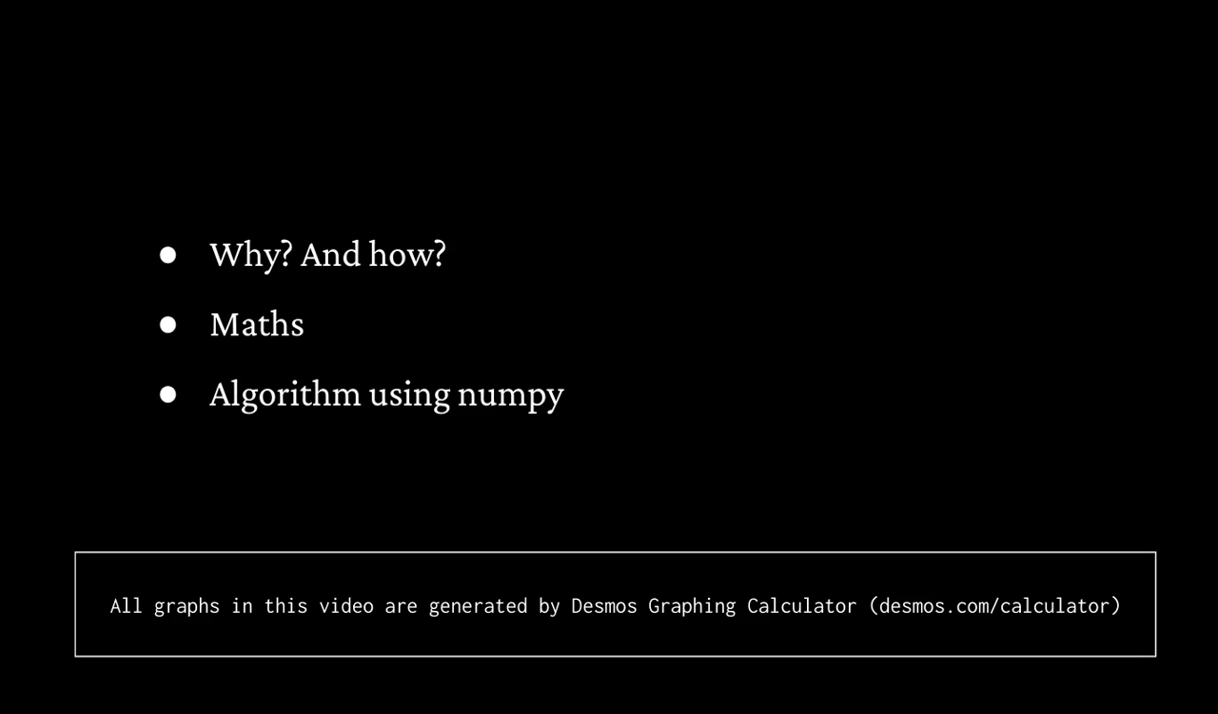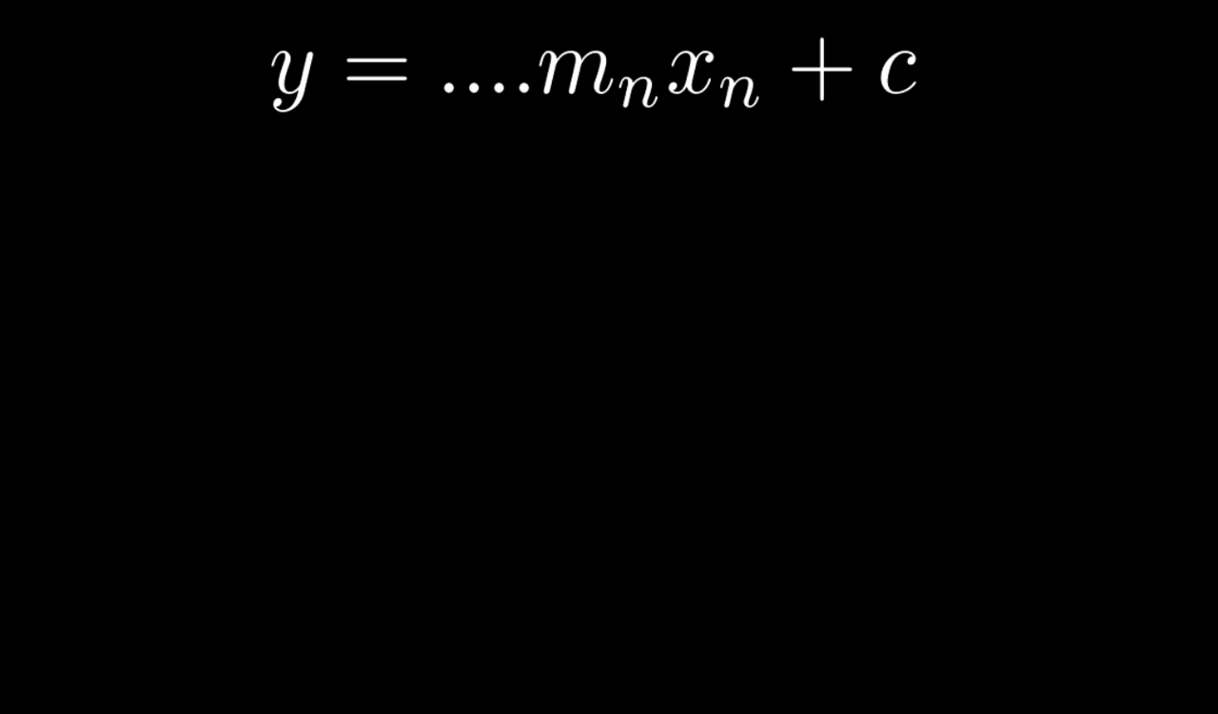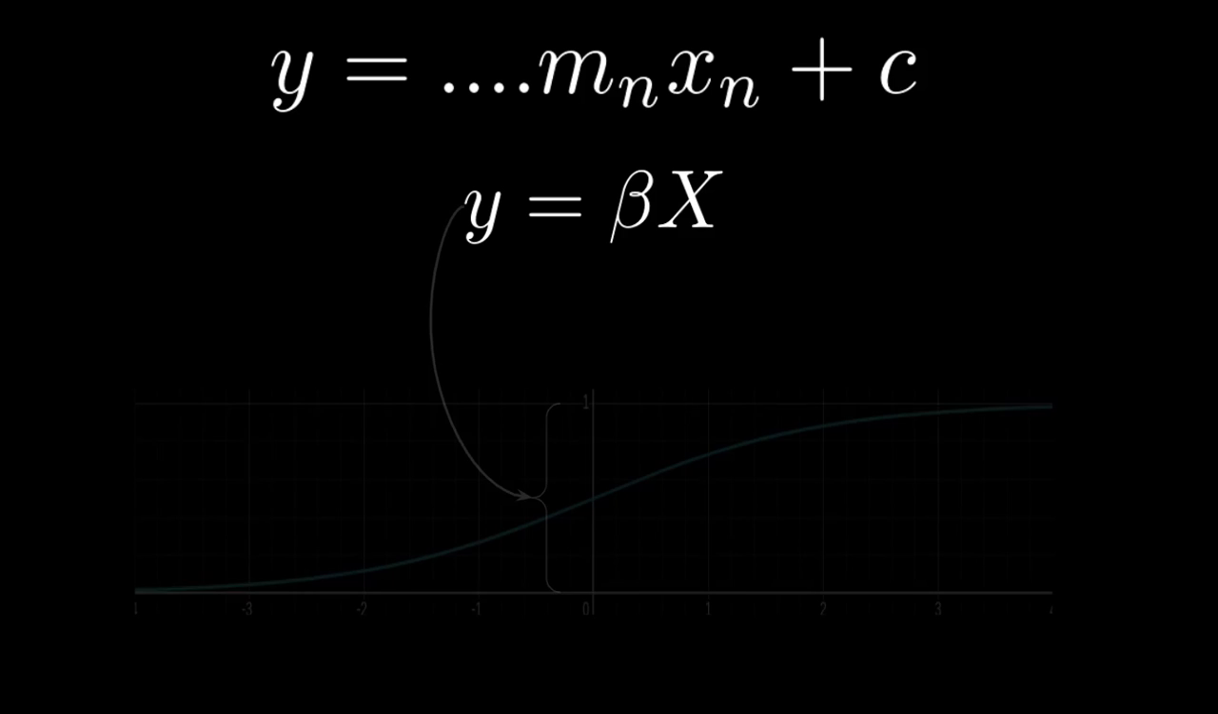And all of the graphs in this video are generated by the Desmos graphing calculator. All right. So we have this linear regression equation, right? y = mx + c, or we can say y = βx. And let's talk about the binary case right now.